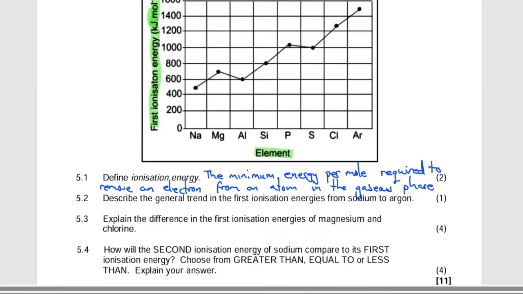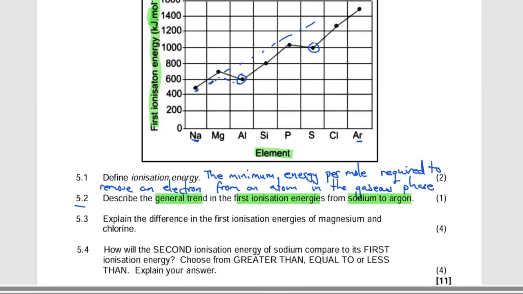Then now they're saying 5.2, describe the general trend in the first ionization energies from sodium to argon, right? This is the sodium that we're having, and then the argon. So in terms of this, what's the trend? If we look at this, besides the drops here and this part where there are slight drops, the general trend is that it's increasing, right?